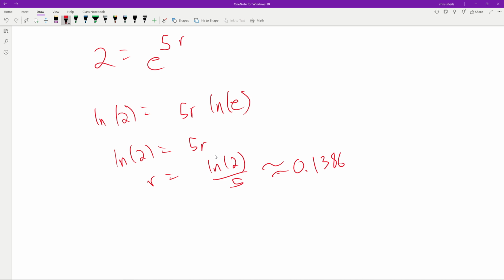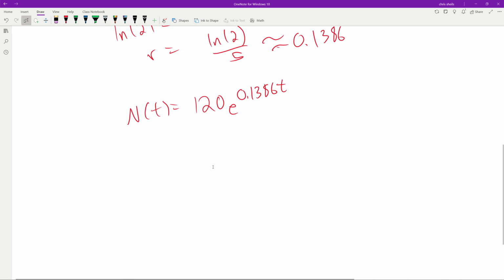So now our equation for the growth of this social networking site is n of t is equal to 120, again, this is going to give us an answer in terms of thousands of users, times e to the 0.1386t. So if I want to find the number of users in 1 year, this would just be the same as plugging in 12 for t, right?